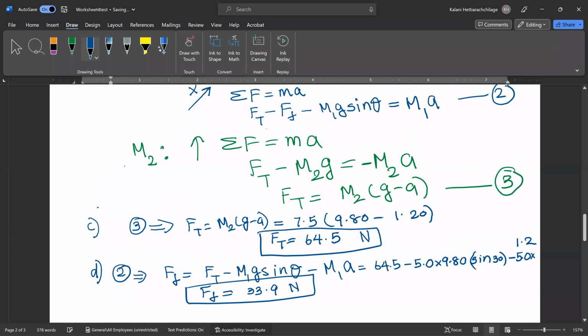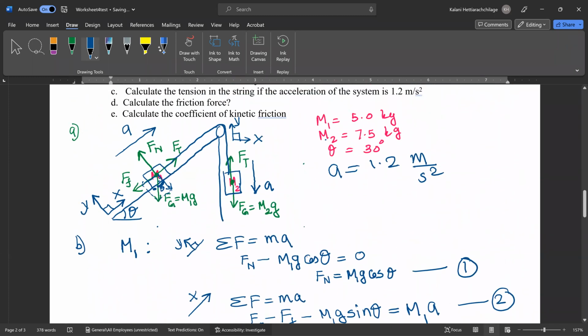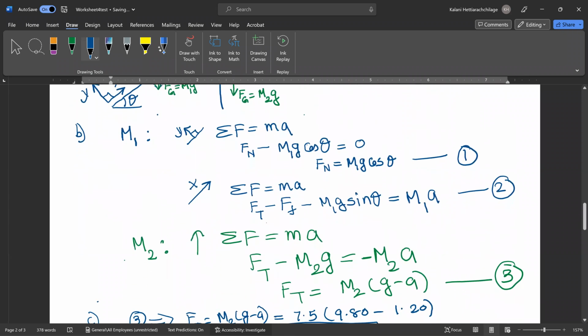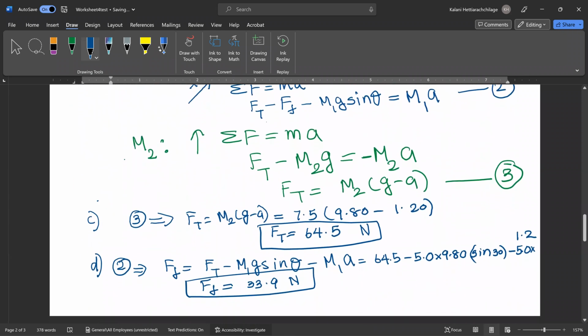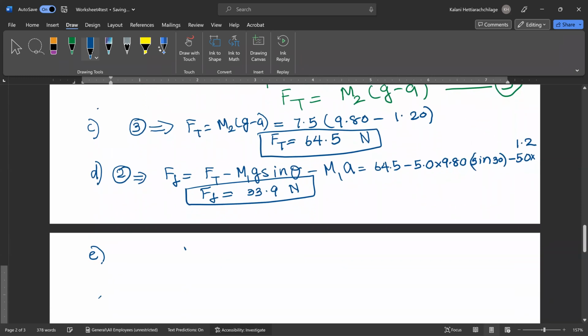Okay, so part E, calculate the coefficient of kinetic friction. So now I need to calculate the coefficient of kinetic friction. After I know the friction force, the formula for the friction force, we know, will be mu k times the force of normal. So I need to find the mu k.